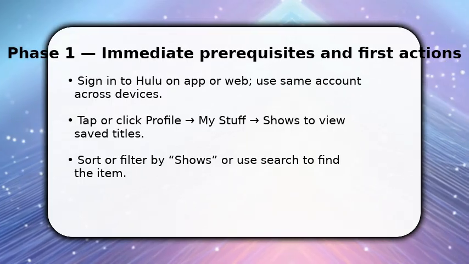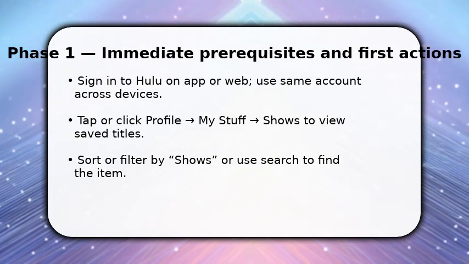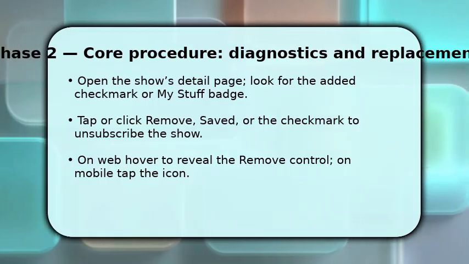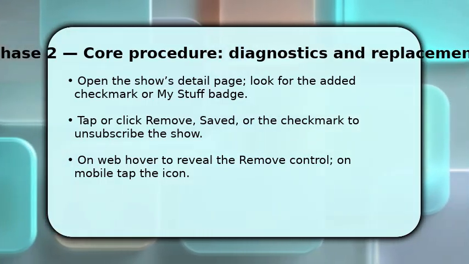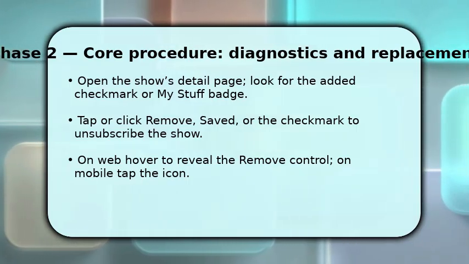exact show to remove. On the show page, locate the My Stuff indicator, a checkmark or saved badge, and use that control to remove the title. On mobile, you'll tap the icon. On web, you might need to hover to reveal the Remove button before clicking it.